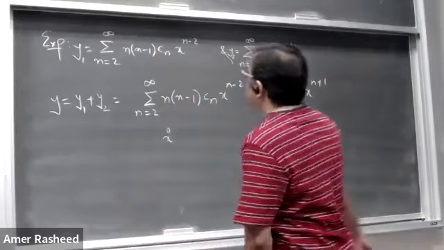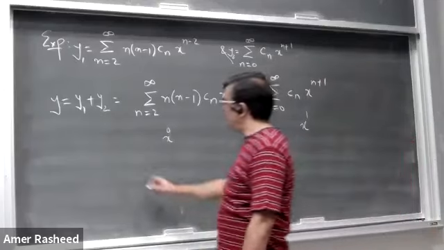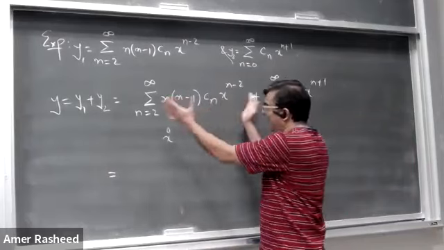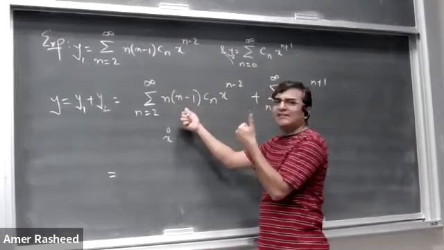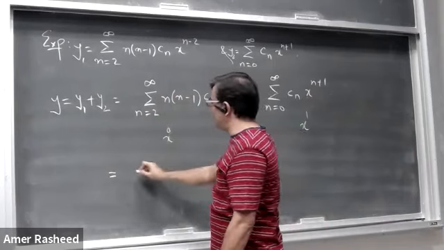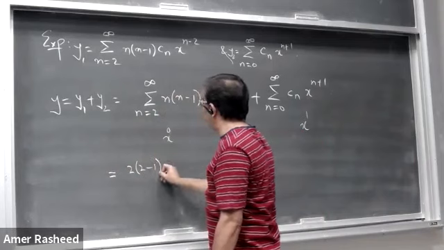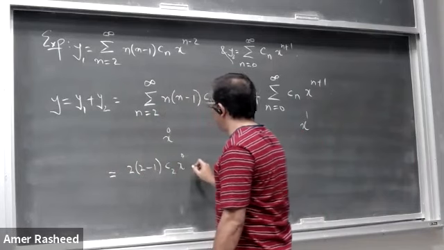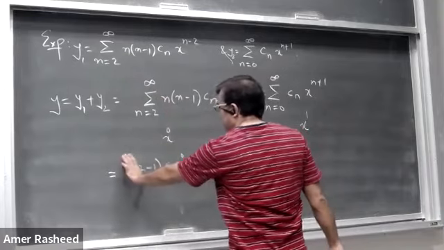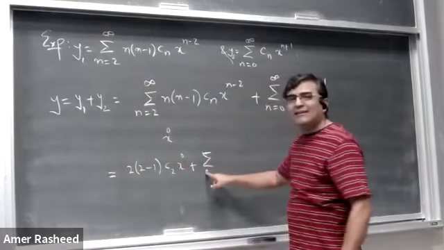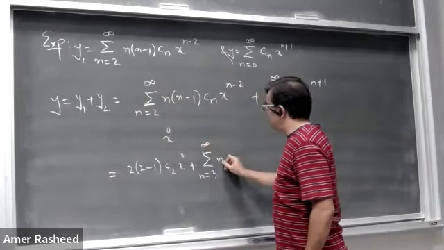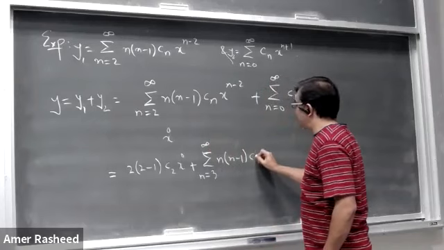Okay. So what we do here, we expand only the first term of this series. We put n is equal to 2. What we get: 2 times 2 minus 1, c2 x power 0, plus the remaining series, where only the first term has been opened. The remaining series will now start n from 3 to infinity. The rest of the things will remain the same.